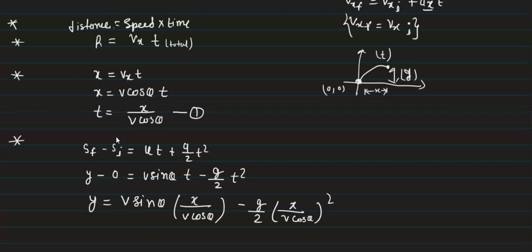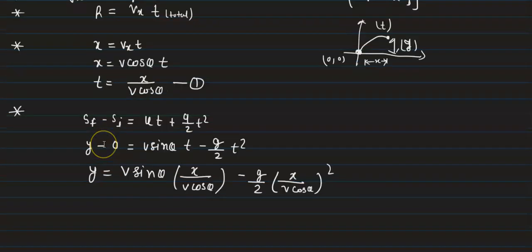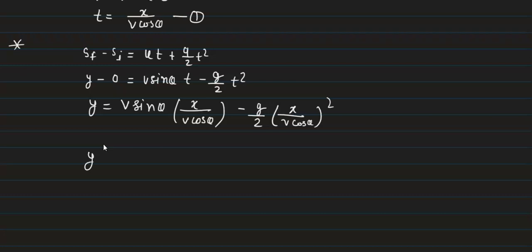Now we can write sin theta by cos theta as tan theta, and v will get cancelled out. So y equals x tan theta minus g x square by 2 v square cos square theta. As we can see, this is a quadratic type equation in x square, and the x square coefficient is negative. So yes, this is a downward parabola. Here we can prove that this is projectile motion. Thank you for your time.